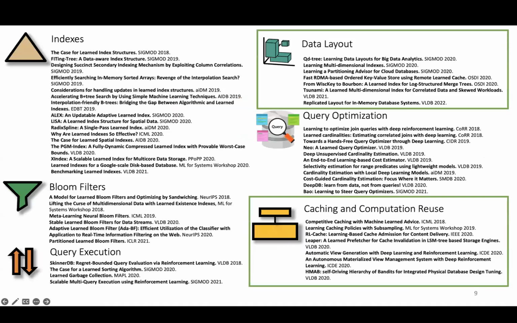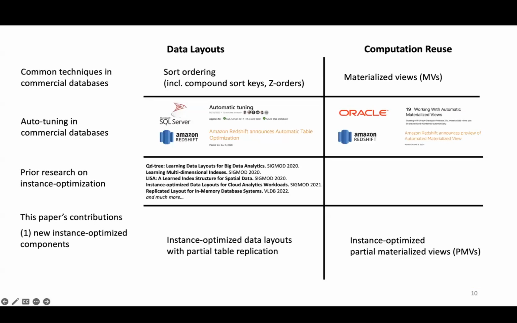Besides layouts, the other component we integrated in SageDB was computation reuse, which refers to performing a computation once and reusing it for future queries. And the most prominent example of this in commercial systems is materialized views. And while there has been work on auto-tuning and auto-selection of materialized views, there's been little research work on instance optimization for computation reuse. So we fill this gap by introducing instance-optimized partial materialized views, or PMVs for short.